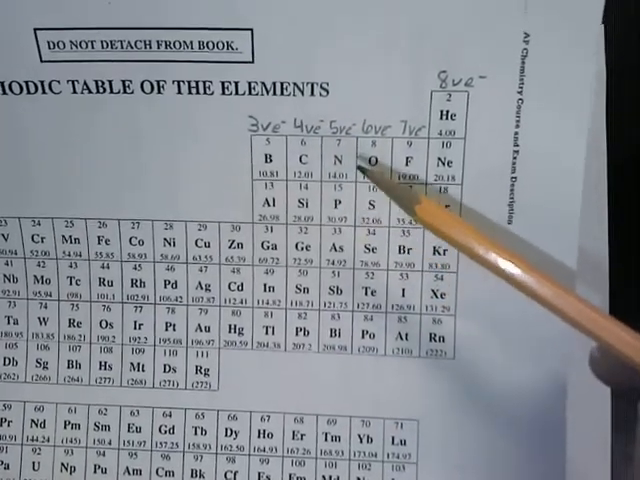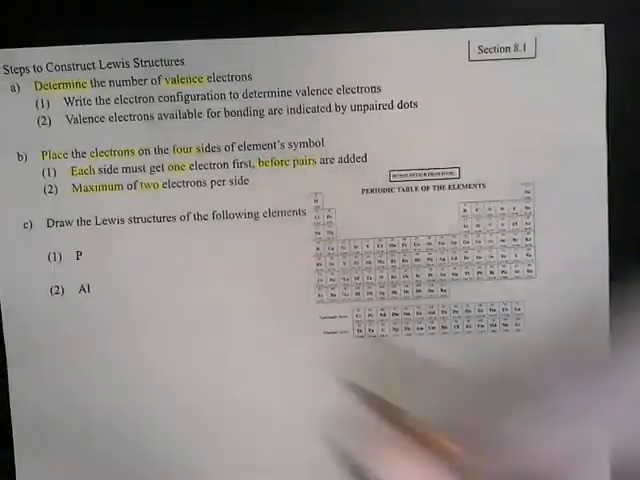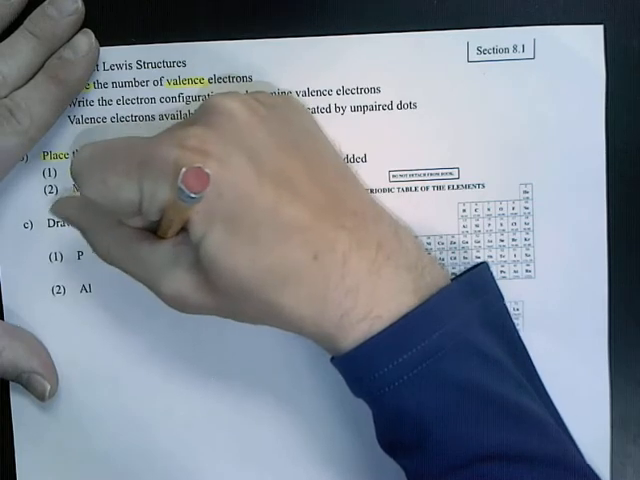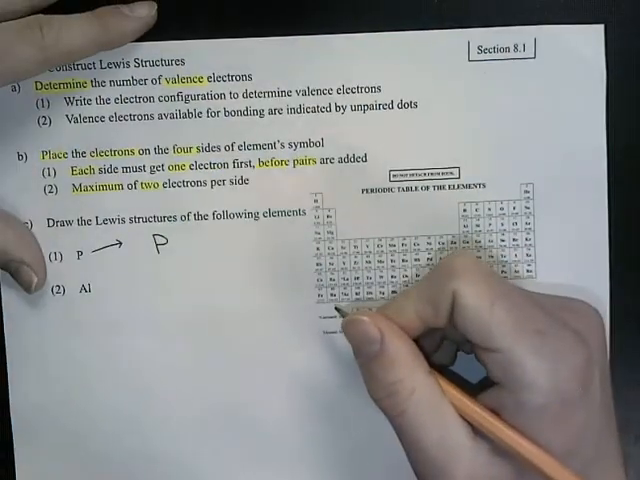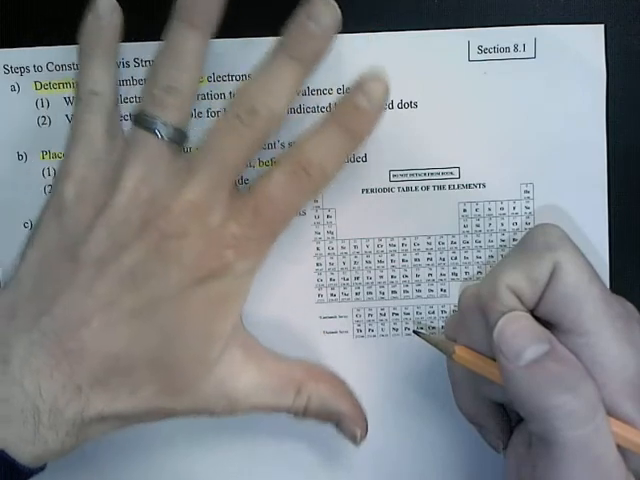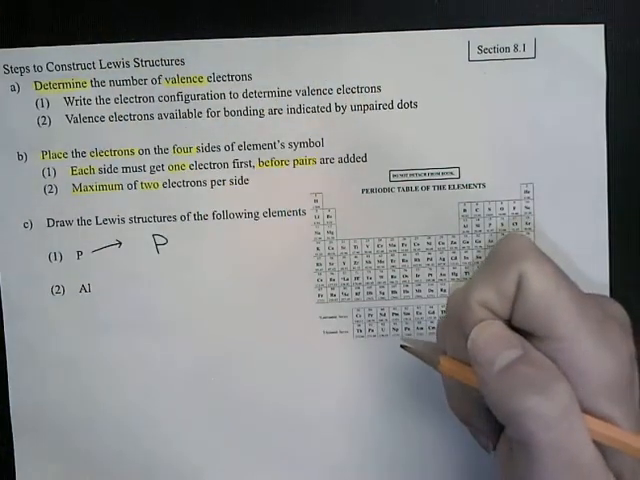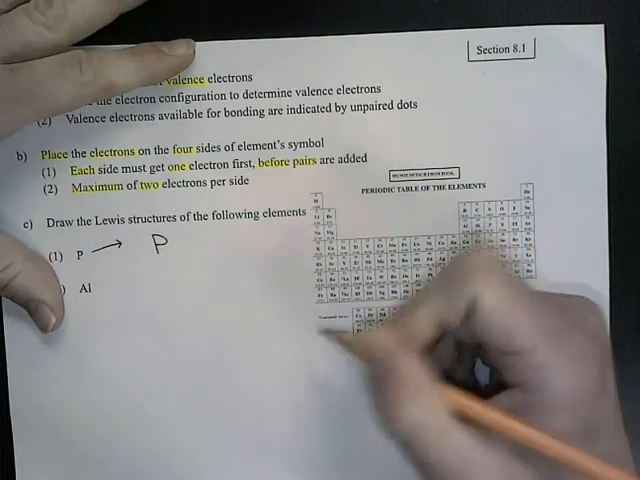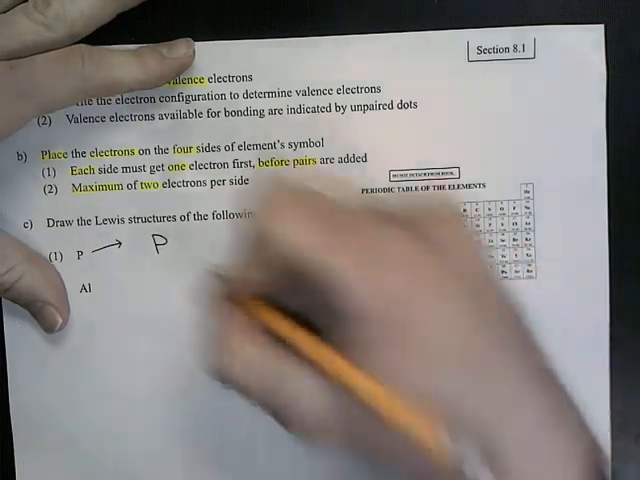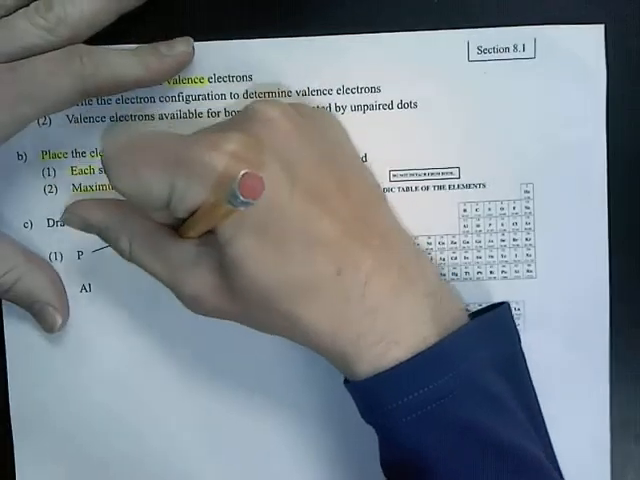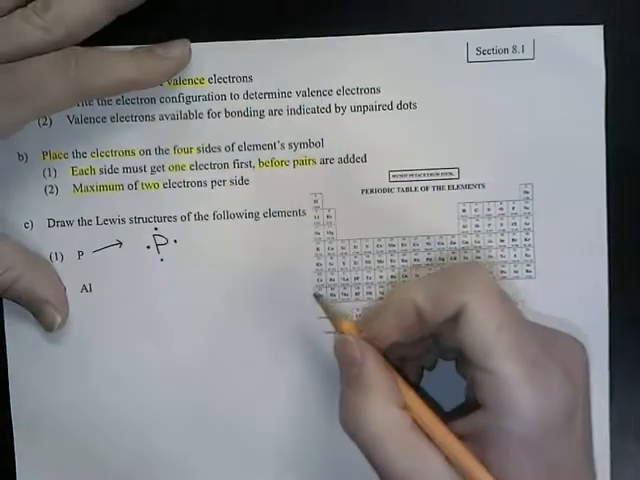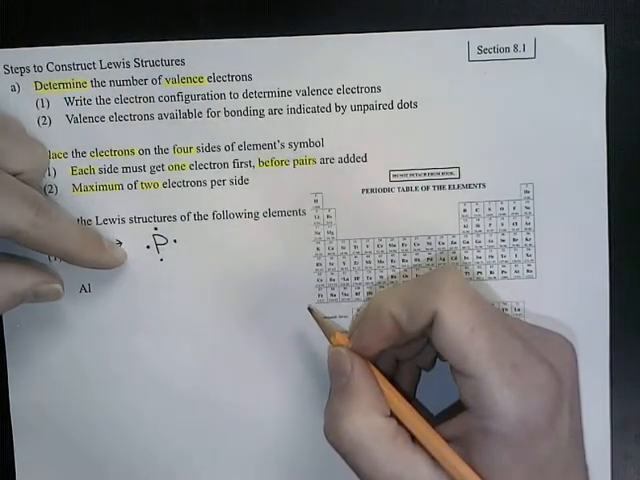If we locate P for phosphorus, we notice here it has 5 valence electrons. So how we would draw the Lewis symbol is we would draw a P for phosphorus. We know we have 5 valence electrons. That's equal to the number of electrons we need to put around our P. And so we do it like this. We go 1, 2, 3, 4. Okay? We have 4 out of the 5.